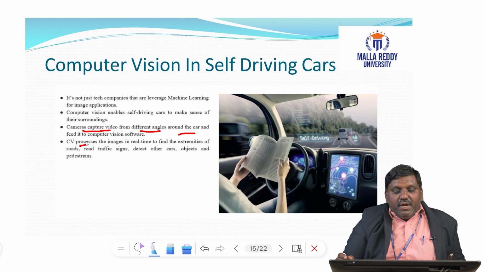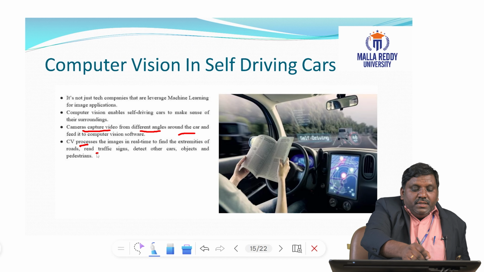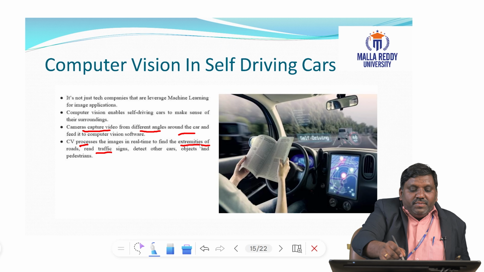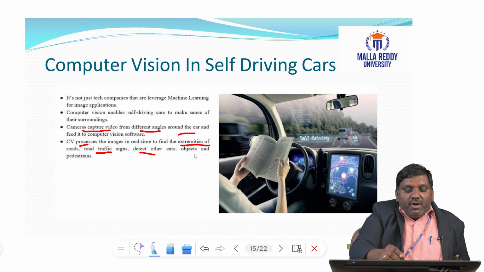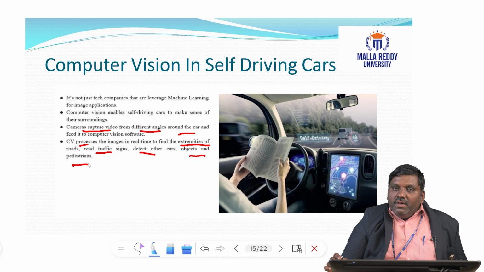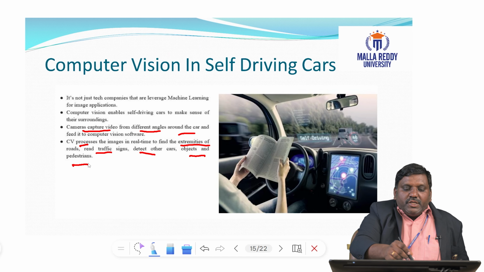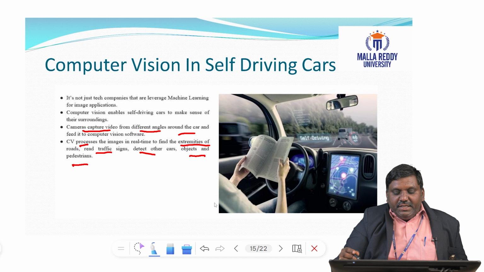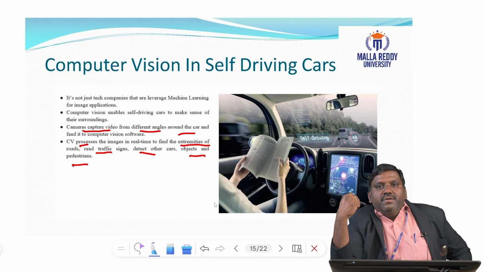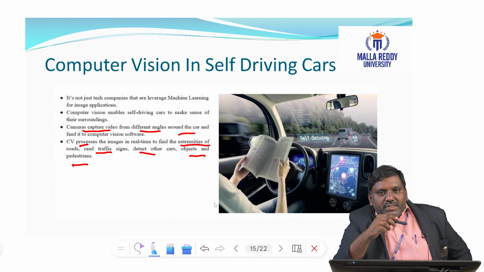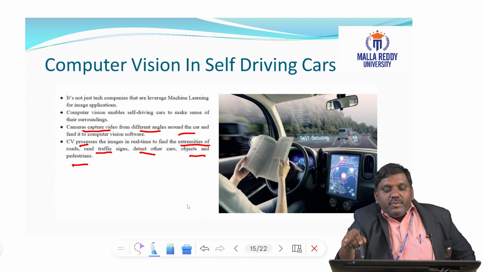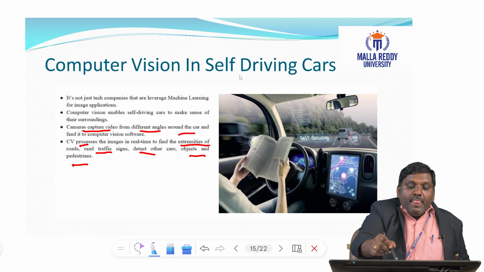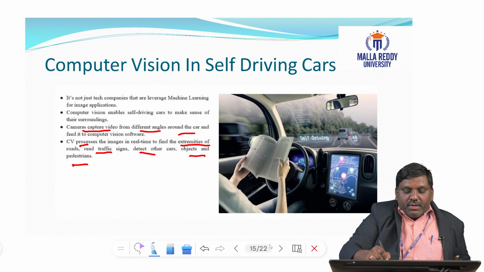The CV processes the image in real time. Then it will read the extremities of the road and the traffic signal. It will detect the other cars, the objects, as well as the pedestrians who are roaming on the corresponding road. Then based upon that only it will take certain decisions, whether it wants to apply the brake or drive fast. So based upon the real-time image only, it will conclude that. So in a self-driving car, computer vision plays an important role.